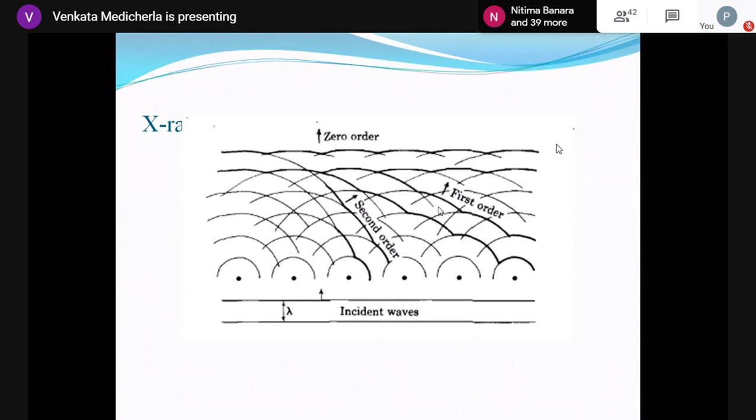arrangement of atoms. For example, instead of a crystal, you take something like water, a liquid, which doesn't have a structure. You will not observe those maxima. Or if you use an amorphous material, you will not produce those maxima. That first order, second order maxima are related to the periodic arrangement of the atoms.